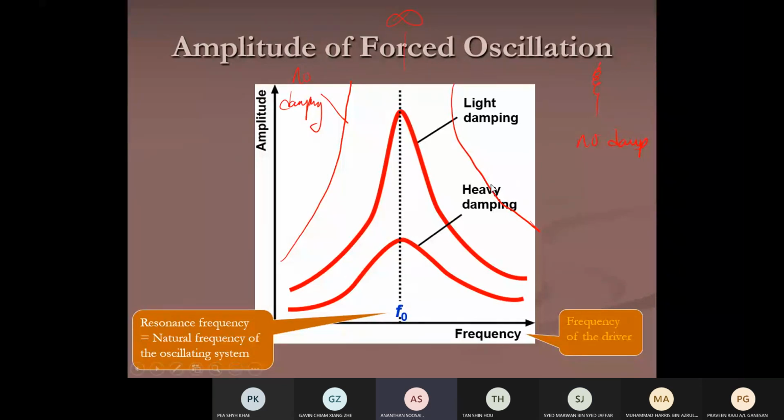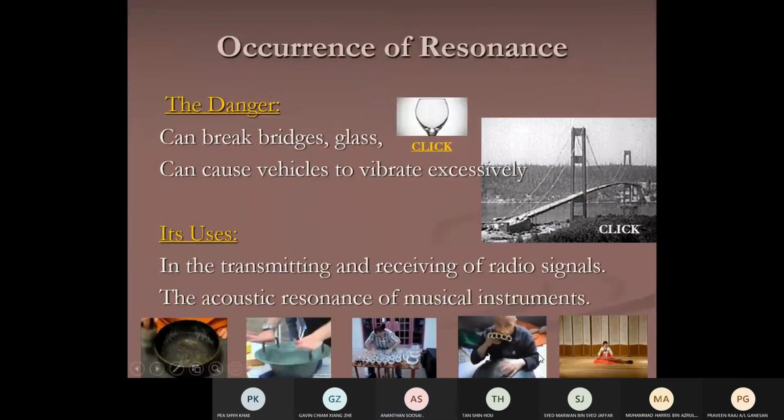Okay. So remember this graph, it's very important. Amplitude versus frequency. Okay, so as I said, is resonance good or bad? Yeah, there is a danger, and there are uses. The danger is that resonance can damage the structure.